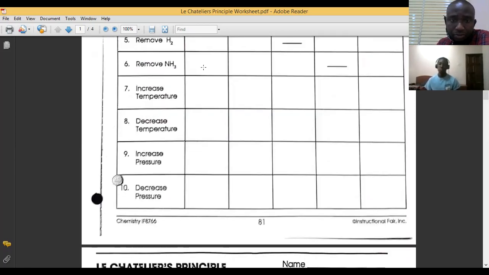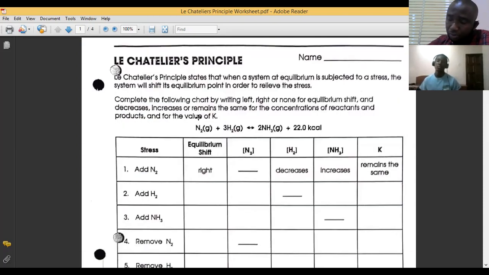Let's look at increase in pressure. Where would equilibrium shift to? The side with fewer moles. So what is the side with fewer moles? That is the right-hand side. Yeah, it favors the right-hand side. Okay, and a decrease in pressure, where will equilibrium shift to? The left-hand side.